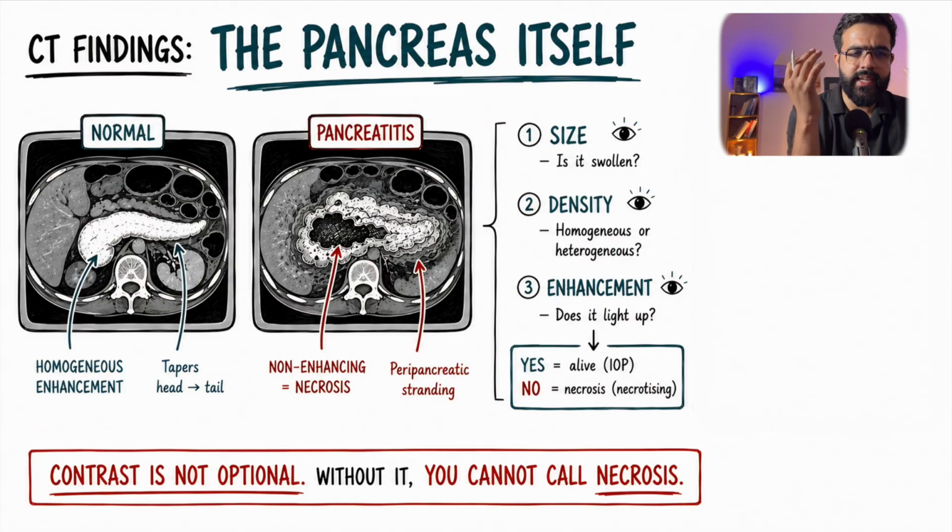The enhancement pattern is very simple. If there is homogeneous enhancement, normal density, this is mild edematous pancreatitis. Likely very good outcome. If there is heterogeneous enhancement, evolving necrosis, we watch carefully. Non-enhancing area. This is pancreatic necrosis.